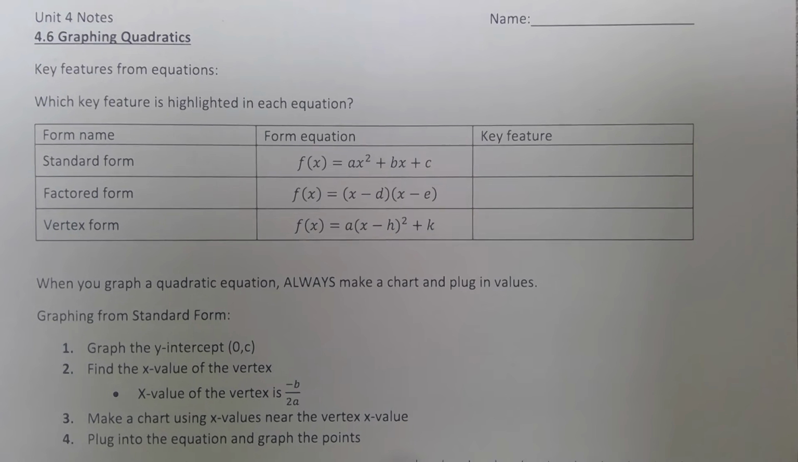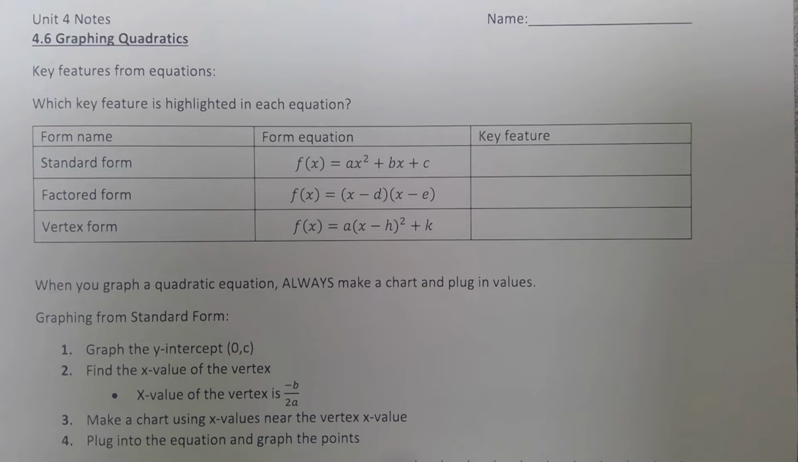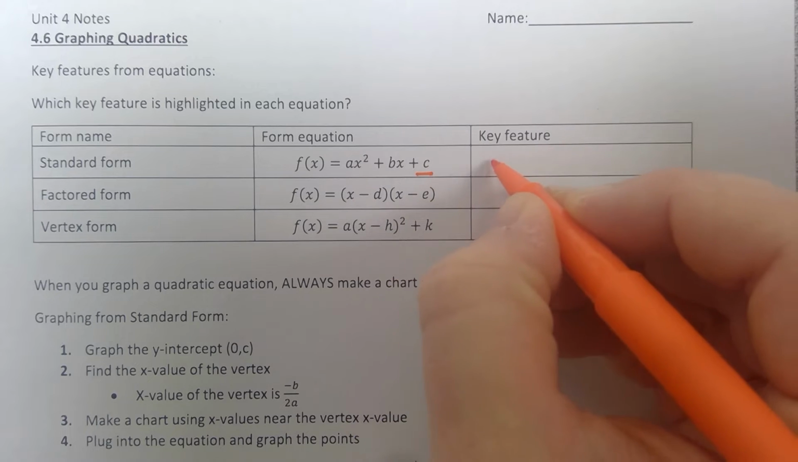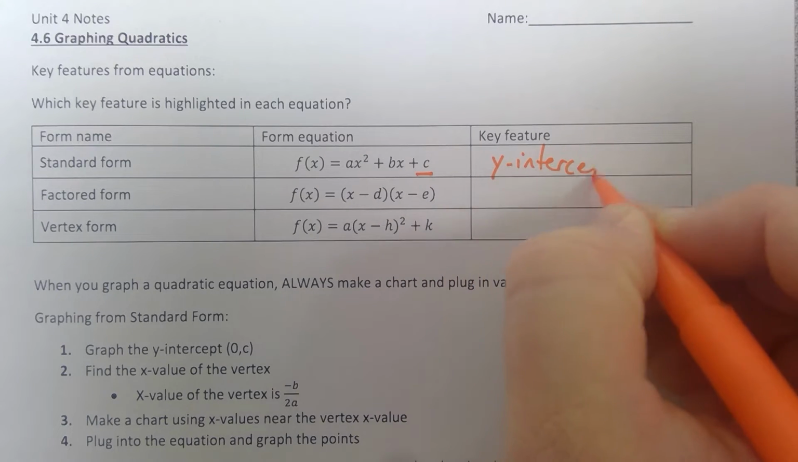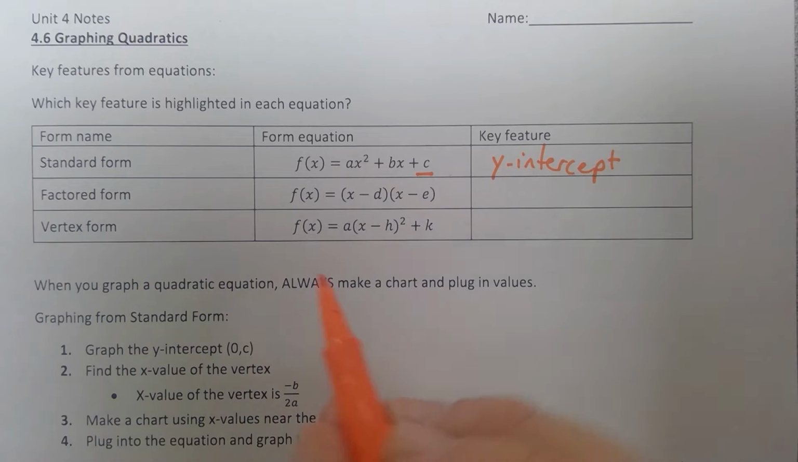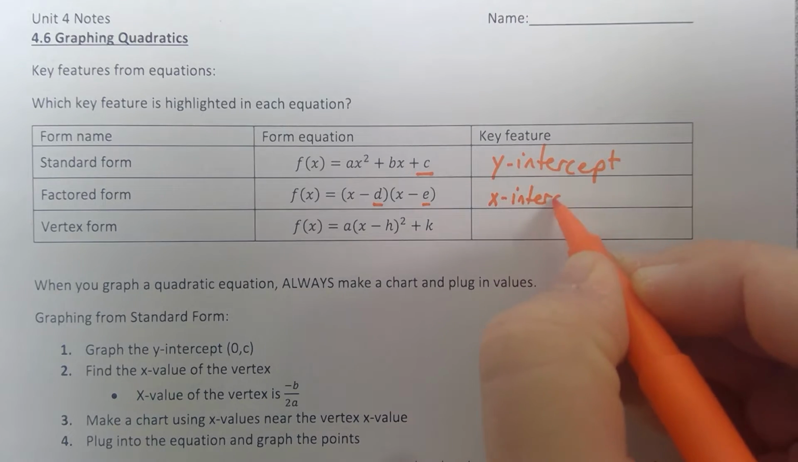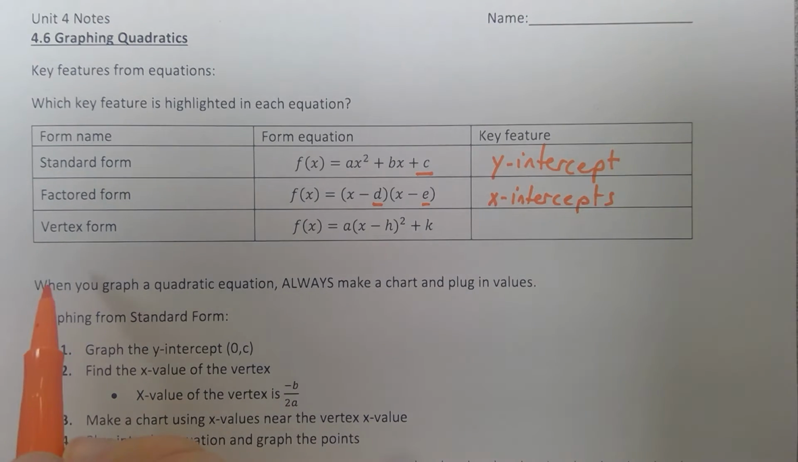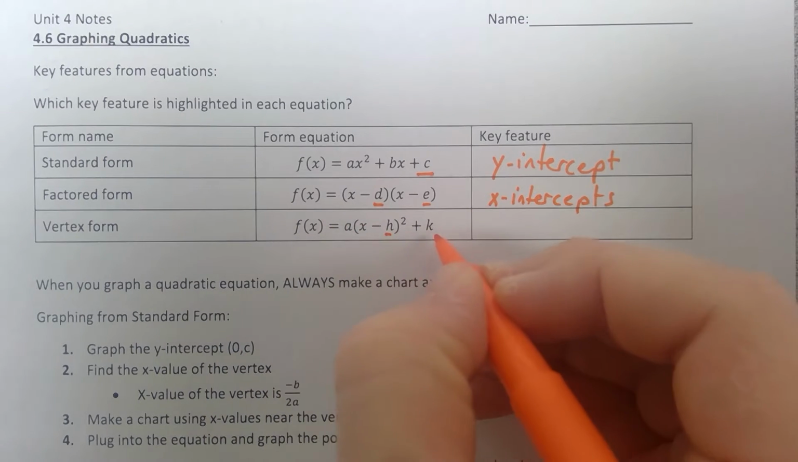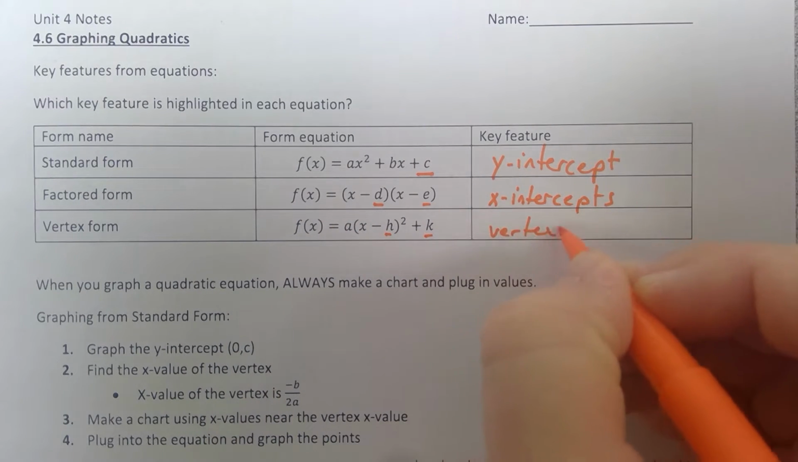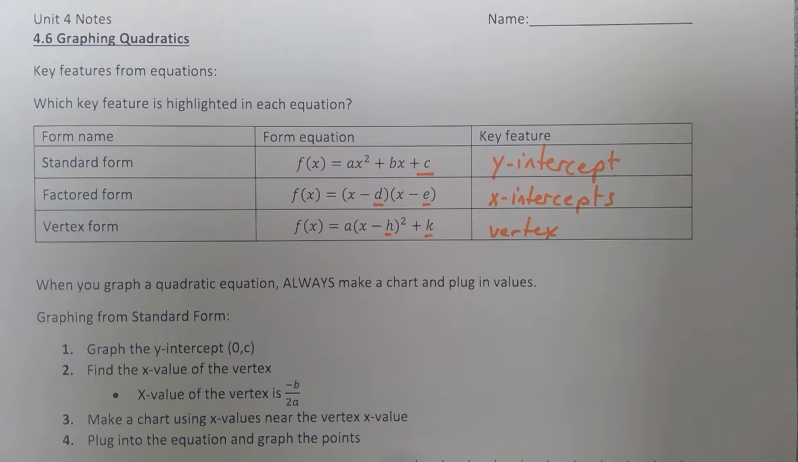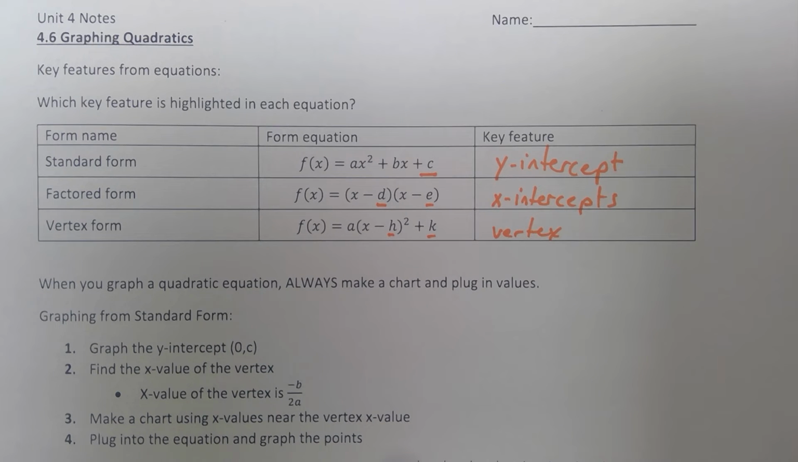So let's remind ourselves of the key features that are shown in each of our three forms of equation. From standard form, we want to look at c, and that is our y-intercept. In factored form, we want to look at our d and e values, and those are our x-intercepts. And in vertex form, we want to look at h and k, and that is our vertex. Those are the key features we're going to use as we graph our equations today.